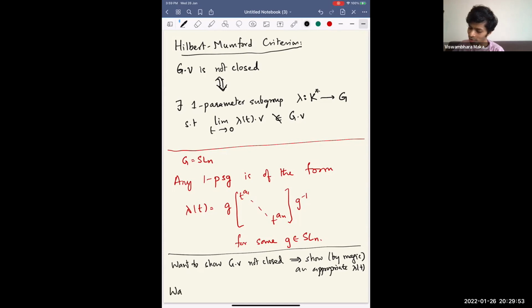But if you want to show that it is closed, then you have to argue over all one parameter subgroups, which is a bit hard. You have to say no matter which one parameter subgroup you give me, it's not going to work. That's a much harder thing to give as an actual proof for any particular point. That's what we're going to try and do.